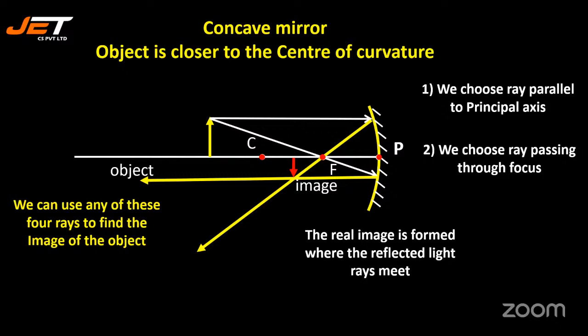When the object is beyond C, beyond the center of curvature, my image is lying between focus and center of curvature. These facts you have to remember, students. But remember the ray diagram. You should be able to visualize the ray diagram.